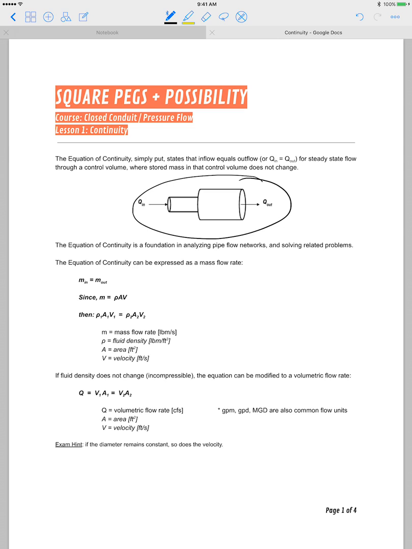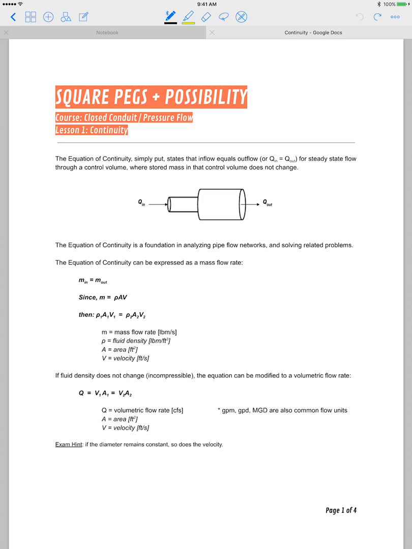Sometimes we look at that across a length of pipe. Sometimes we look at that in a controlled volume, like a reservoir or a pool or a reactor. Sometimes we draw the box, if you will, around a node where the sum of the flows in is the sum of the flows out. That's continuity.